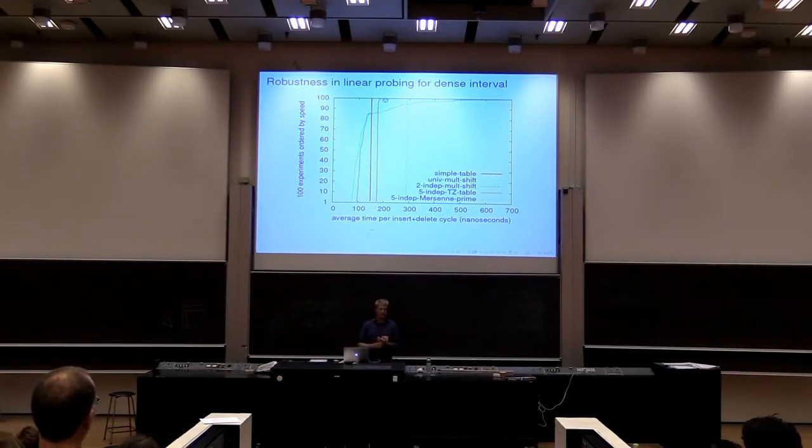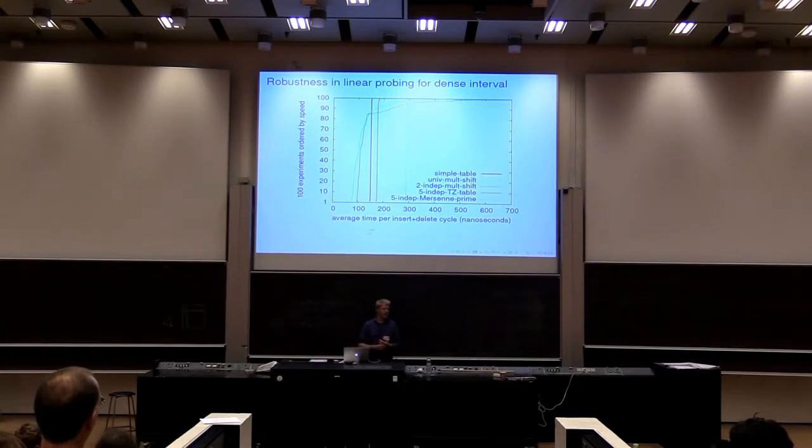Even though these 100 experiments, there's hardly a deviation. So here I have simple tabulation. And here I have another version of 5-independent hash function, implemented with Mersenne primes, which is significantly slower. But it's just nice to see how the theory pans out.